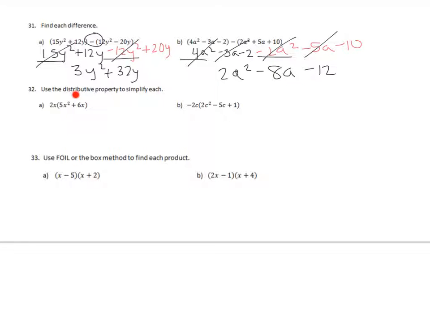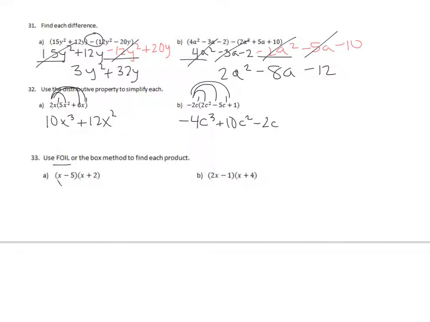Use the distributive property to simplify each. So you're going to multiply the numbers out front and you're going to add the exponents. Multiply 2 and 6. Add the exponents. x times x is x squared. Multiply negative 2 times 2 is negative 4. Add the exponents. Multiply the coefficients. Add the exponents. Multiply the coefficients. Add the exponents.